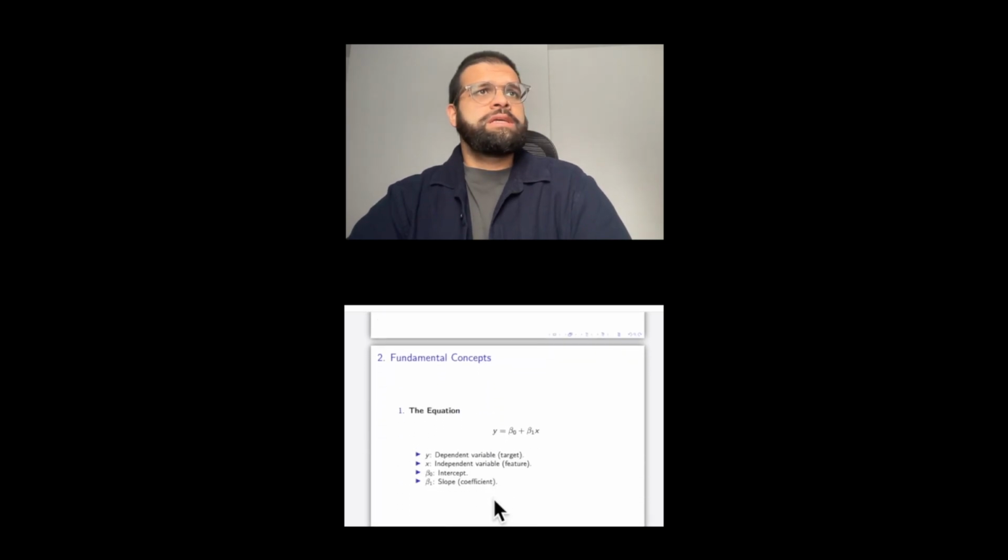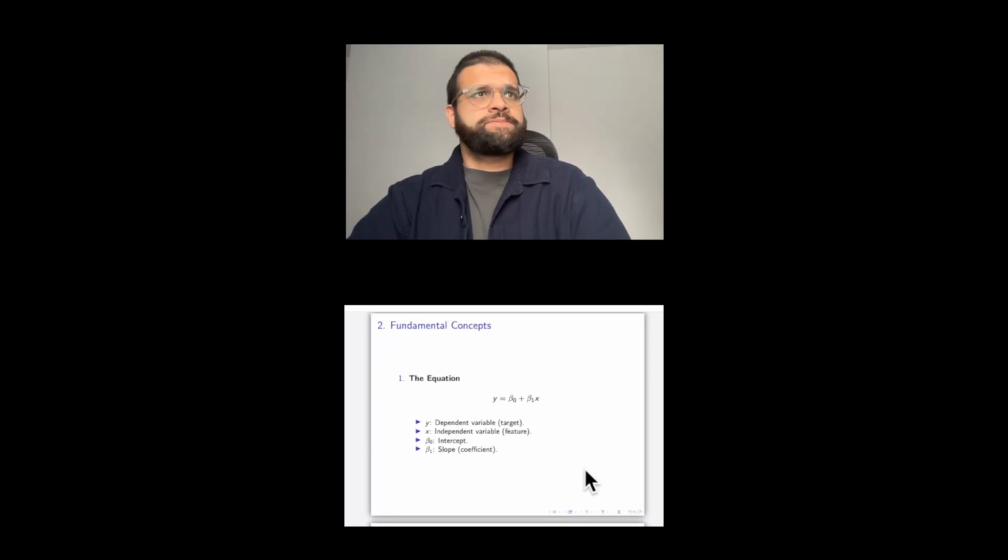So what are the fundamental concepts? Here you have the equation, which is y equals beta 0 plus beta 1 x. Y is your dependent variable, x is your independent variable, beta 0 is your intercept, and beta 1 is your slope, the coefficient in front of your independent variables.